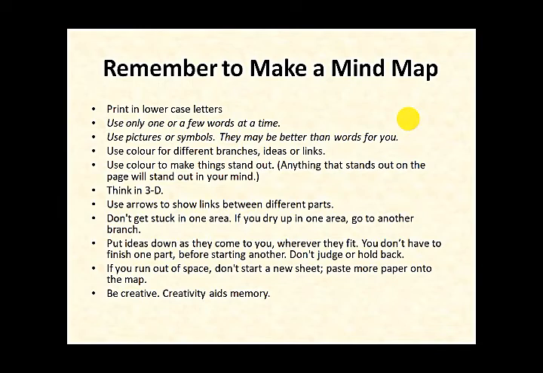Think in 3D. You can see the whole picture in a 3D picture. Use arrows to show links between different parts. Don't get stuck in one area. If you dry up in one area, go to another branch. You see, if the information is stuck in one area, you can go to another branch. And remember, repeated something helps fill in the blanks. Laterally we think, and this is how we make the mind map.